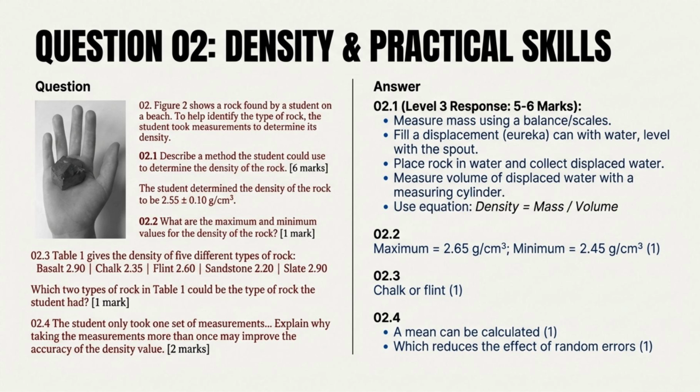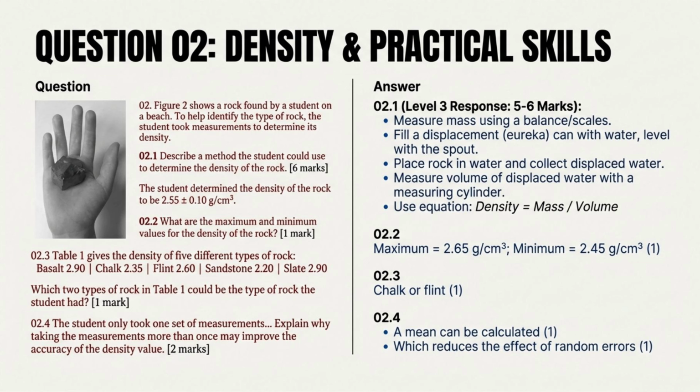Which fits perfectly into 02.3. We have a table of rock densities. Basalt is 2.90, chalk is 2.35, flint is 2.60, sandstone is 2.20, and slate is 2.90. We have to identify the rock. Right, so we look at a range of 2.45 to 2.65 and see what fits. Flint is 2.60. That sits right inside the range.